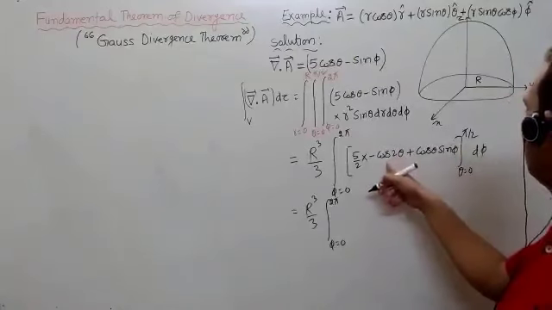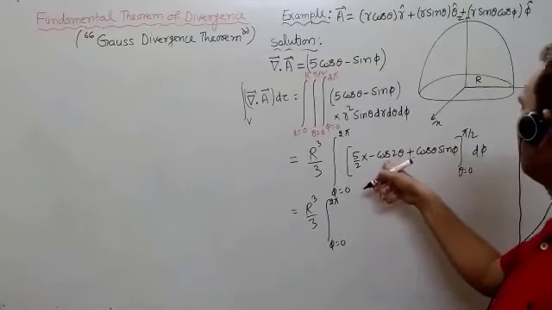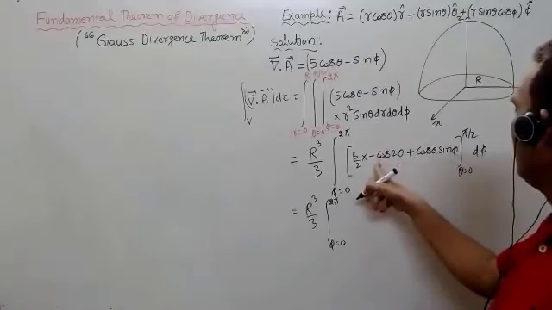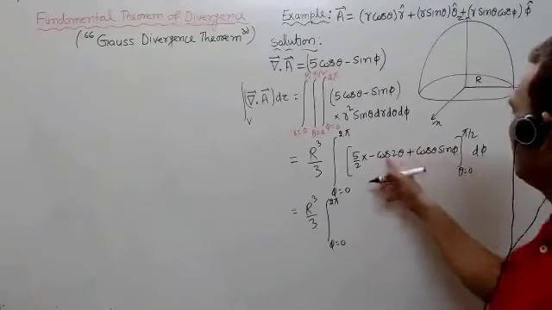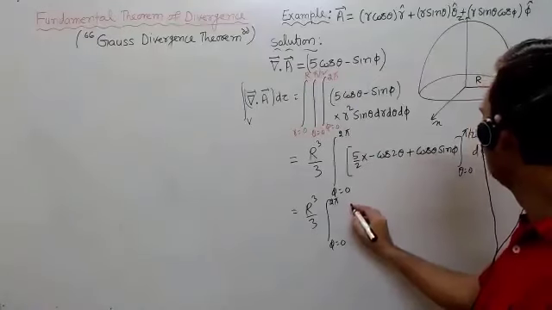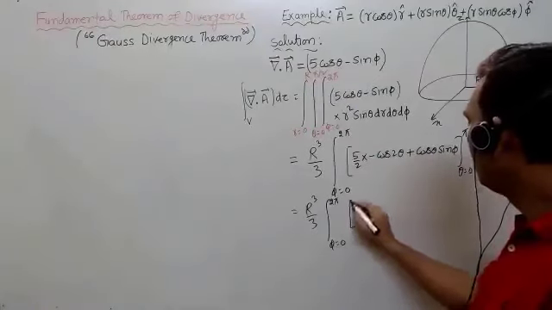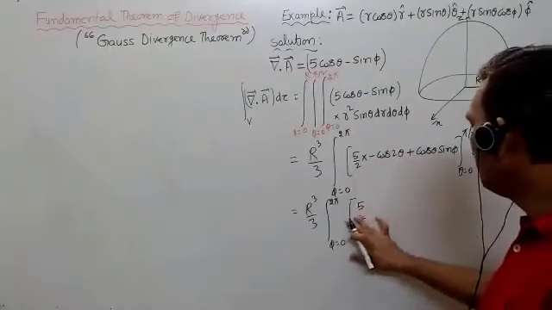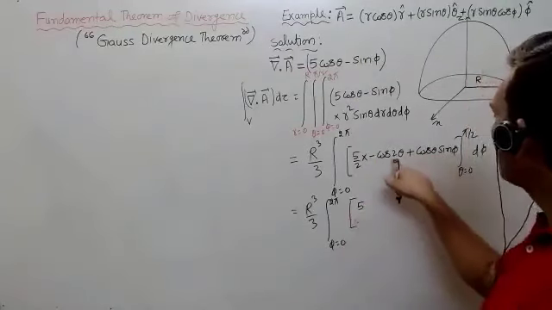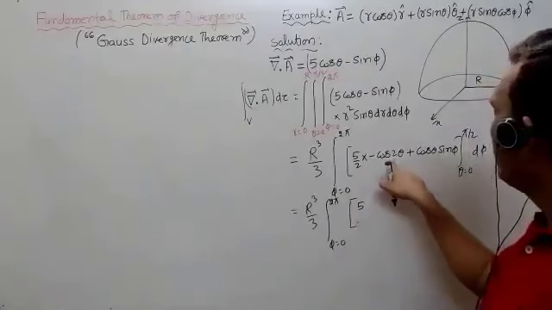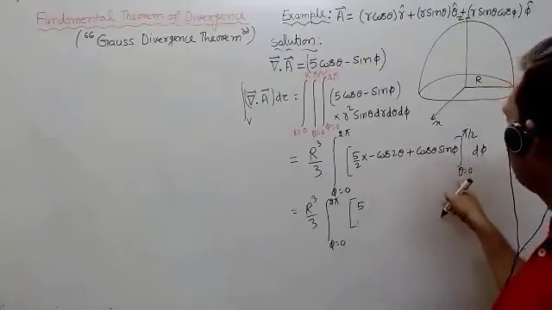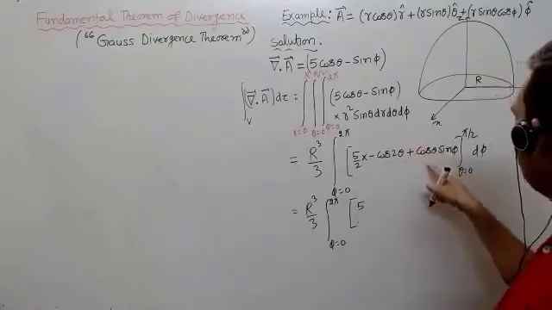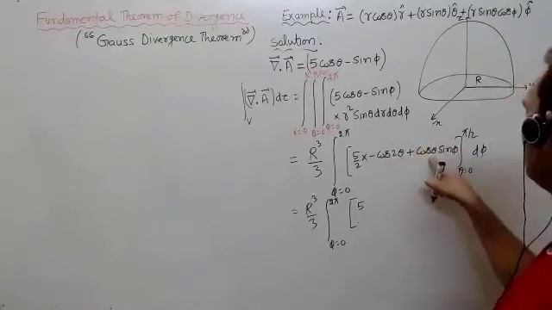This value, cos pi, is minus 1. So you will get plus 1 and then plus 0, so 2 will cancel out. This will give you 5 by 2, 5. This will give you 5, because cos pi is minus 1. So 1 plus 1 will give you 2, 2 will cancel out. And if you put cos pi by 2, this is 0.